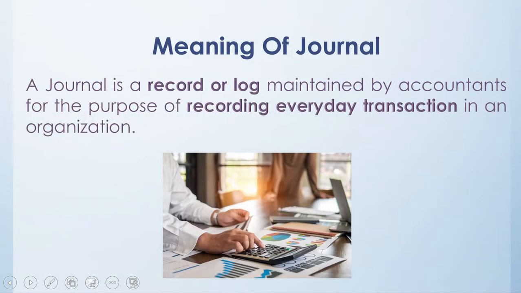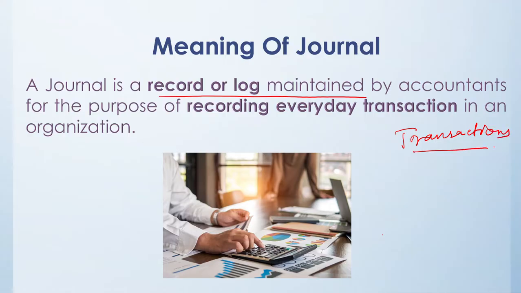So what is the meaning of journal? Journal is a record or log maintained by the accountants. What does it mean? For every transaction that is happening, it has to be recorded in the journal in chronological order. What is a chronological order? It is recorded date wise. For example, 1st of January, all the transactions will be written, and 2nd of January, all the transactions, 3rd of January, it keeps going on like that.